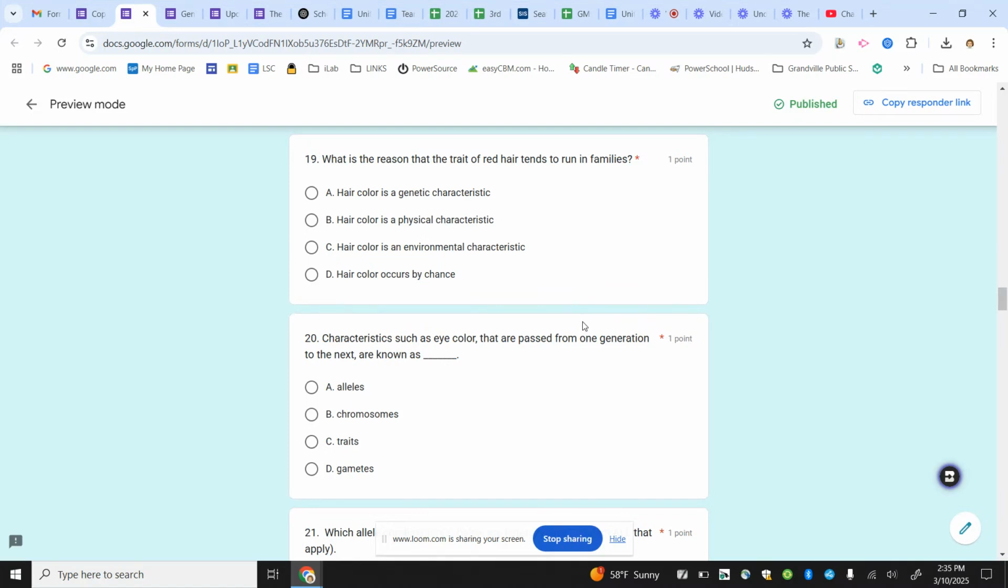Number 20, characteristics such as eye color that are passed from one generation to the next are known as what? A, alleles. B, chromosomes. C, traits. D, gametes.